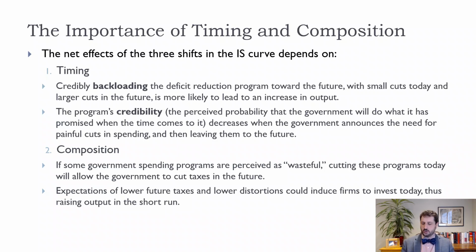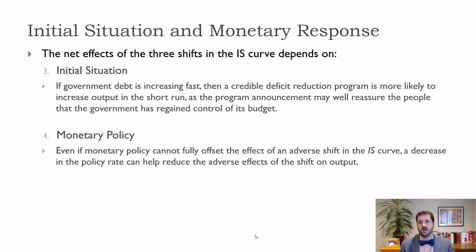But also, the expectations of lower taxes are going to be important. If we say, okay, we can cut government spending and therefore we're going to lower our taxes, obviously the balance between those effects would be very important. The other thing is the initial situation, right? If you have a surplus, obviously it's easier to have a fiscal contraction than if you already have a big deficit.